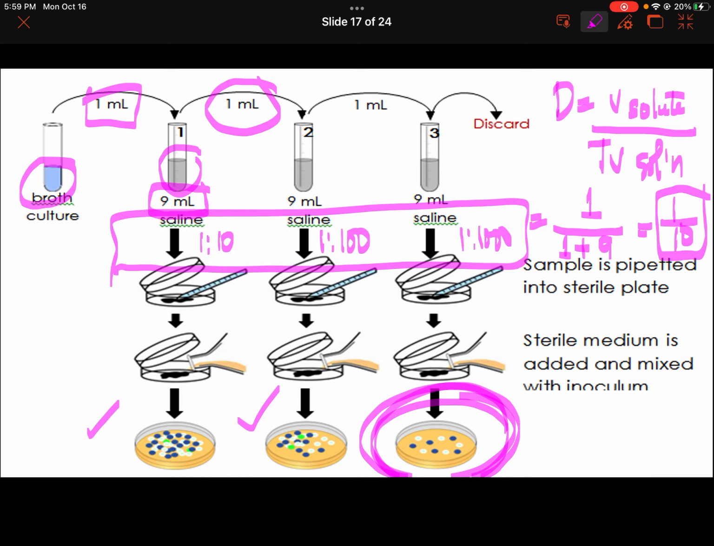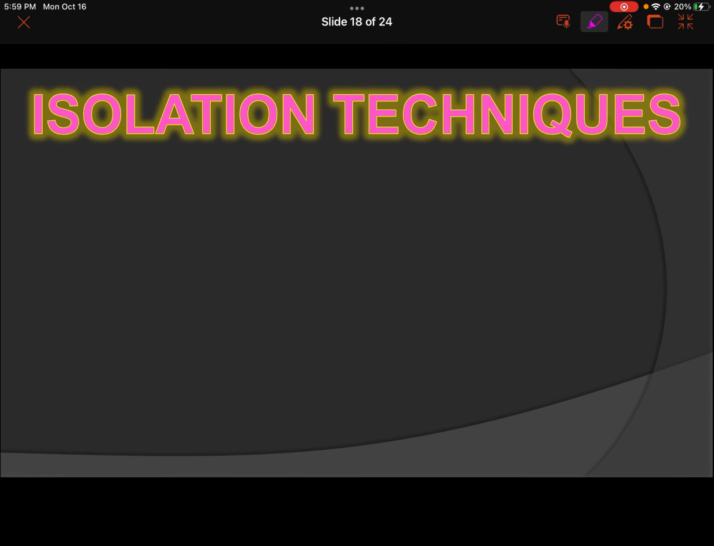But you have to make sure that the culture medium is not that hot, in order not to kill the microorganisms, if ever it is present in the sample. So that is again pour plate. How about this one? The spread plate technique.